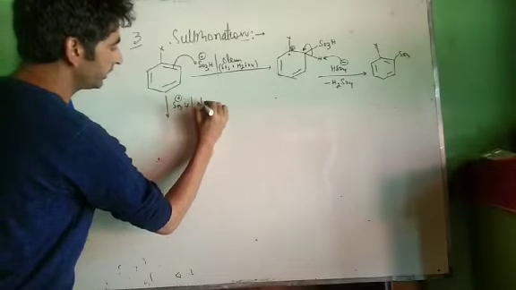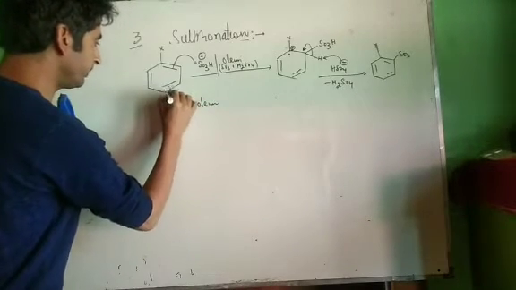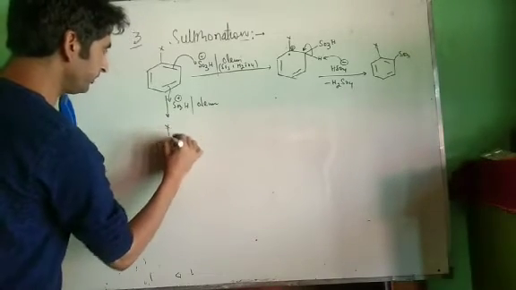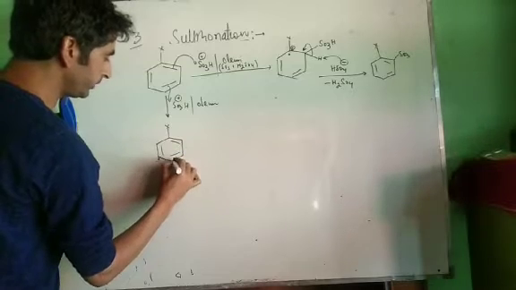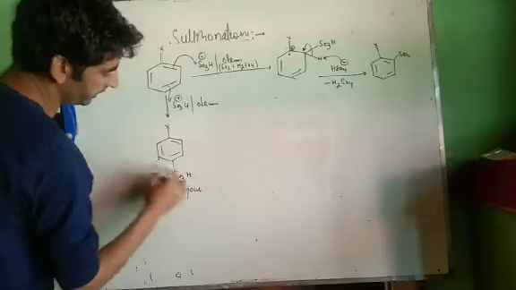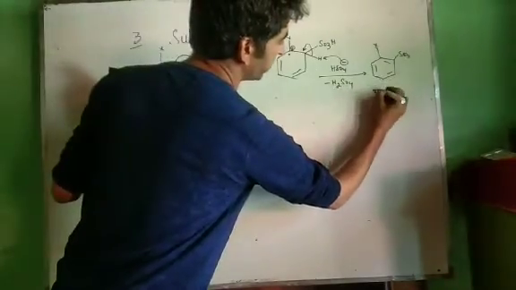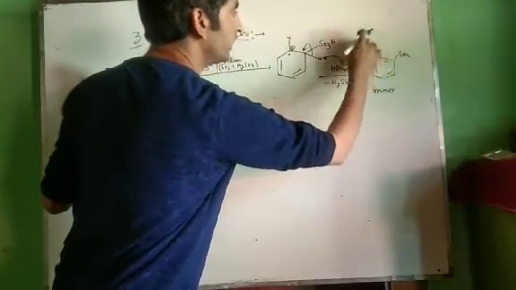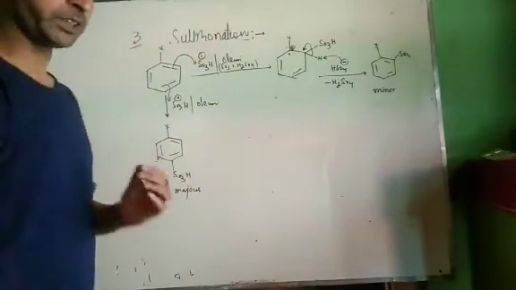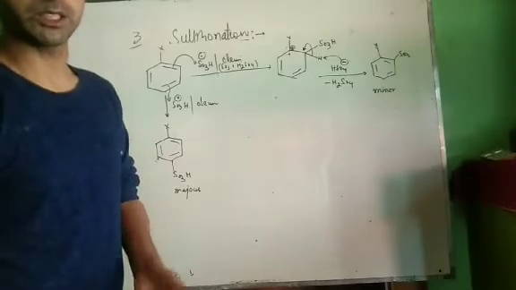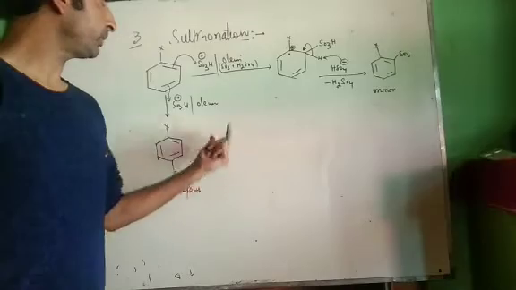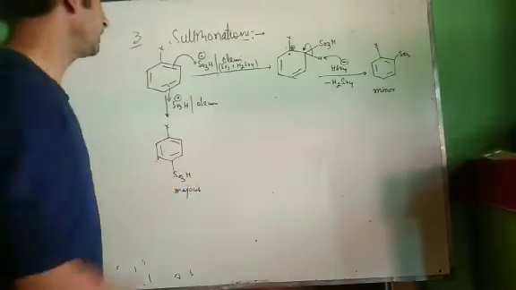Obviously the para substituted product will be the major product. Now this is our para substituted product. This is the major product. Why? Because here steric hindrance is less, and this is the minor product. Why? Because here steric hindrance of this halide group is more. This is sulfonation. Sulfonation is carried out in the presence of oleum. Oleum is a mixture of SO3 and concentrated H2SO4. The aim of using this oleum is to generate the electrophile SO3H positive.